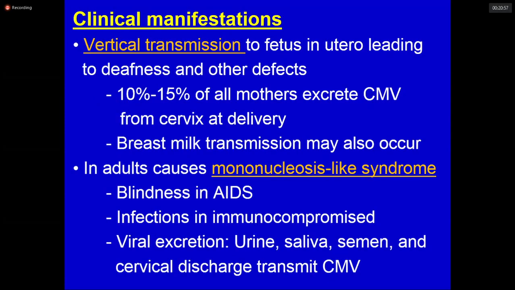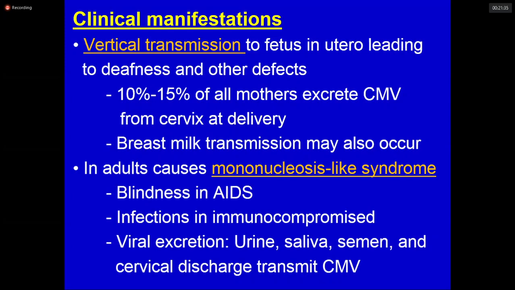Vertical transmission to the fetus in utero leading to deafness and other defects. Very important. Also, pregnant women should be checked for CMV. 10 to 15% of all women excrete CMV from the cervix at delivery. So it's common. Breast milk transmits the virus again, so one should be careful. That is why it is important to test women during pregnancy for CMV.